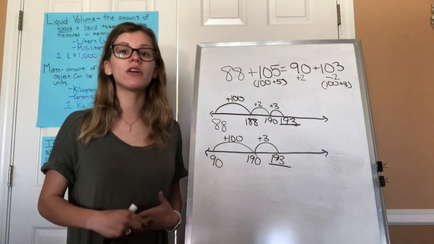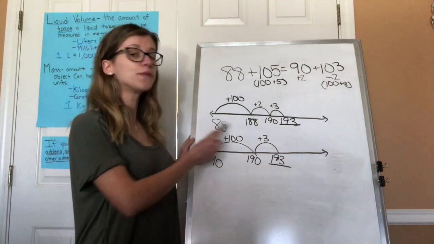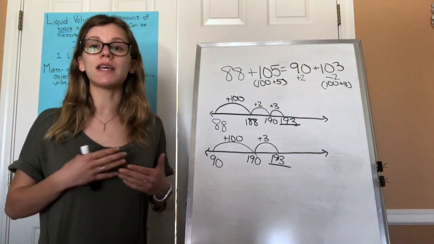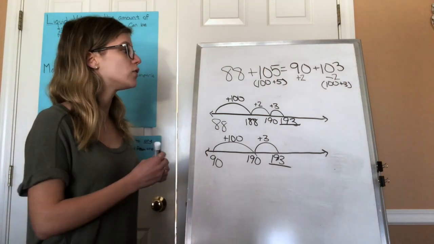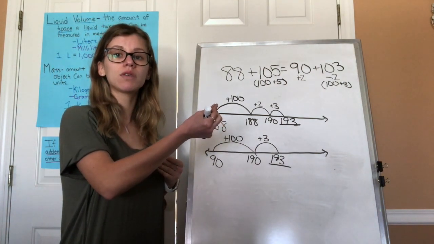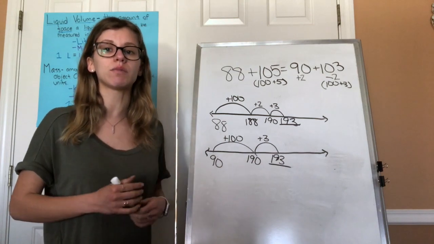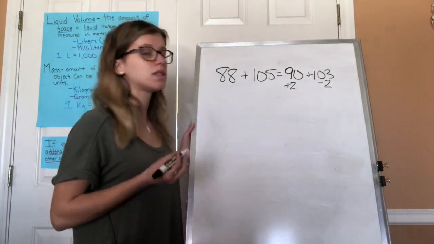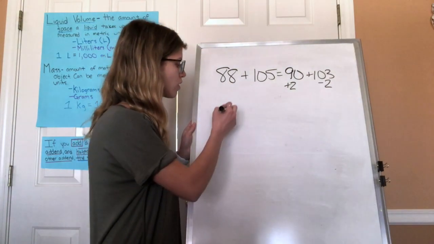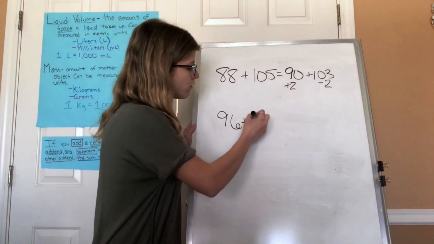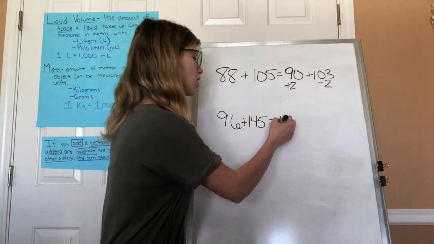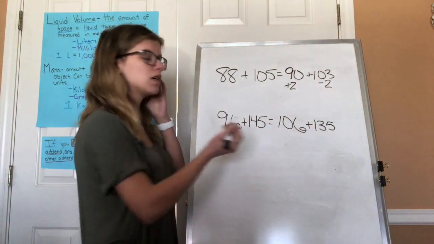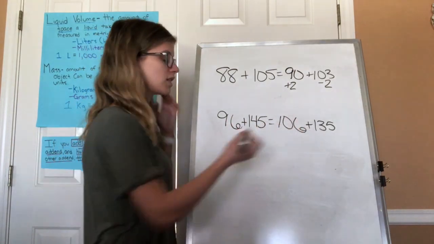What I want you to do is figure out a different equation that either proves that this conjecture is true, or find one that proves that it isn't true. With different equations, try to figure out if you can add one number to one addend and take away from a different addend to still get the same sum. So I'm going to try to figure this out with a different equation and see if our conjecture is true. So I'm thinking of 96 plus 145 equals 106 plus 135. So pause me and think about what I just did to change this equation to get to this equation.